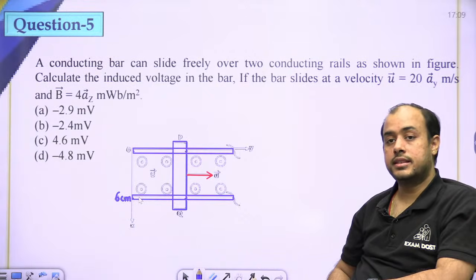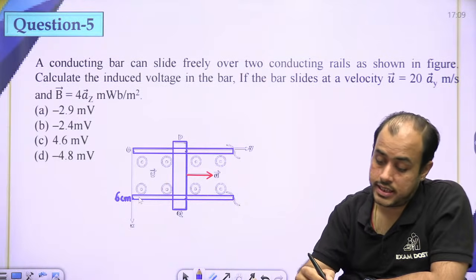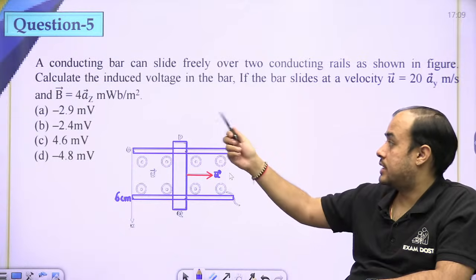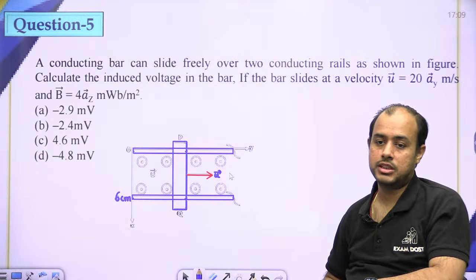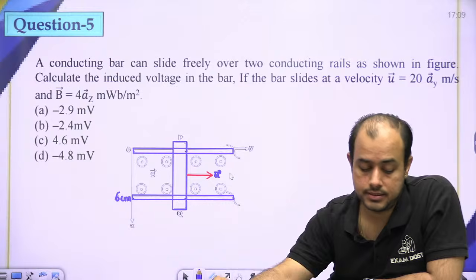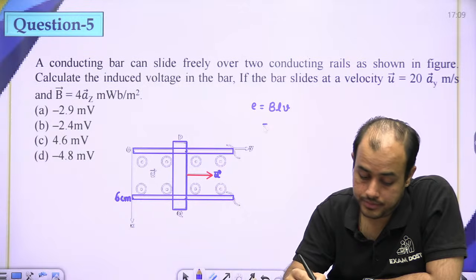Okay, now this is the situation. Bar is sliding at a velocity u, which is 20 ay. B is given 4 az. You need the EMF. बताओ जल्दी से. This is very easy. EMF कितना आएगा? निकाल भी लिए भाई. बहुत बढ़िया. ELV.